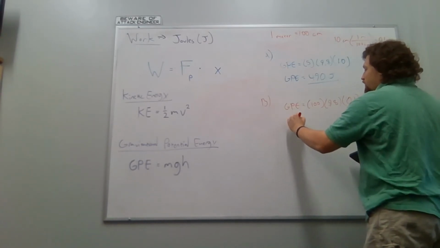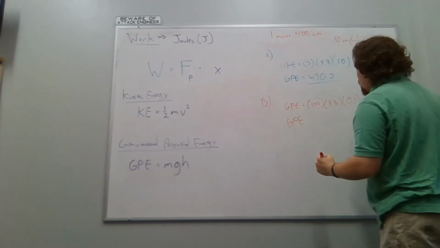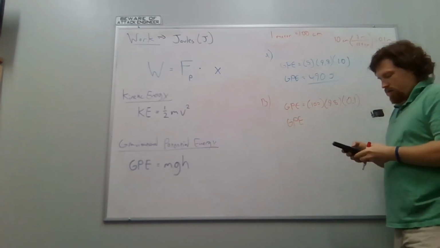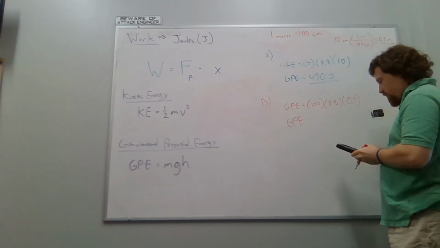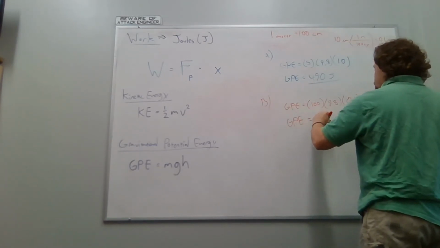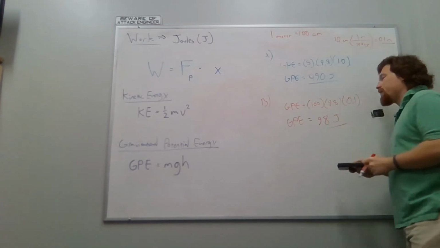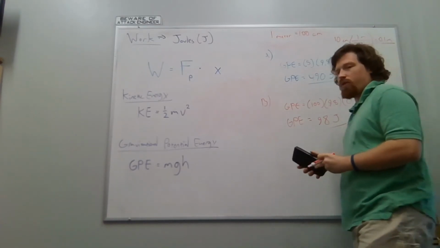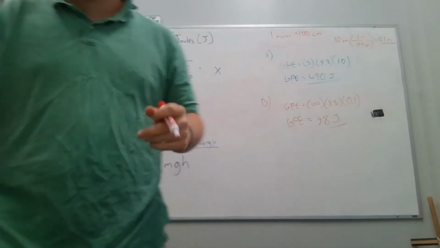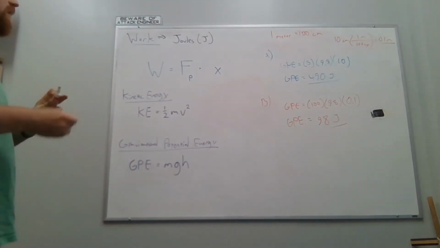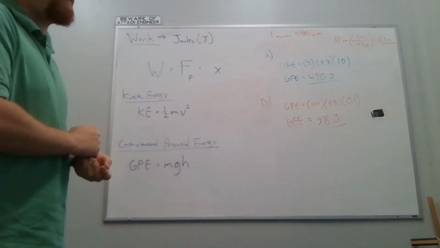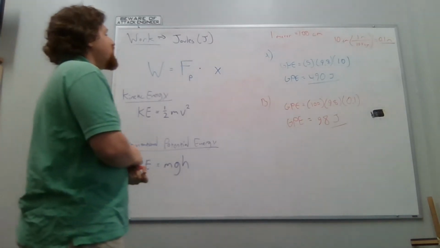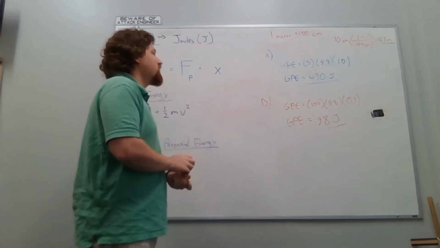Multiply all those together to get our final answer. And that tells us that this object has 98 joules worth of gravitational potential energy. 98 joules. So, object A has more GPE in this scenario. It was lifted much, much higher, even though it has a lower mass.